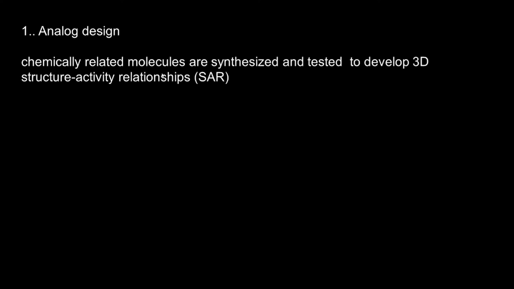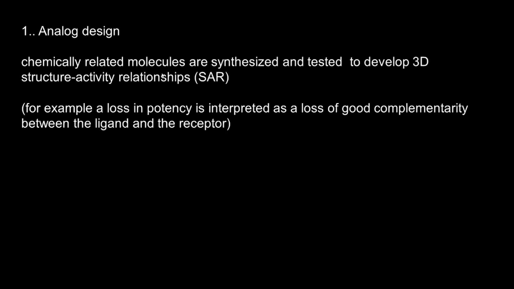A loss in potency is interpreted as a loss of good complementarity between the ligand and the receptor. So if the potency is going down because you removed a hydrogen bond donor, then you know that the complementing feature that's available in the active site is not made use of. Next is the database search.